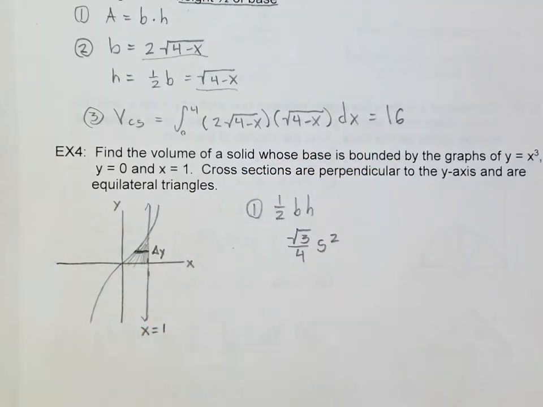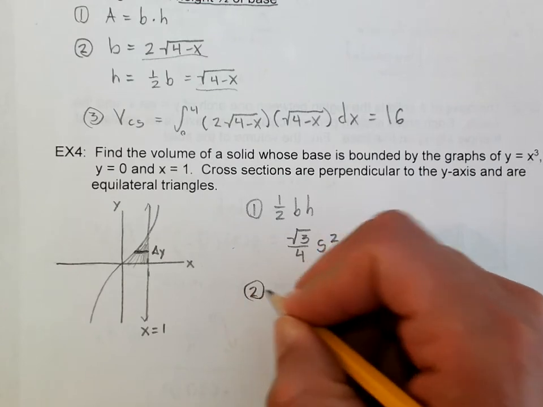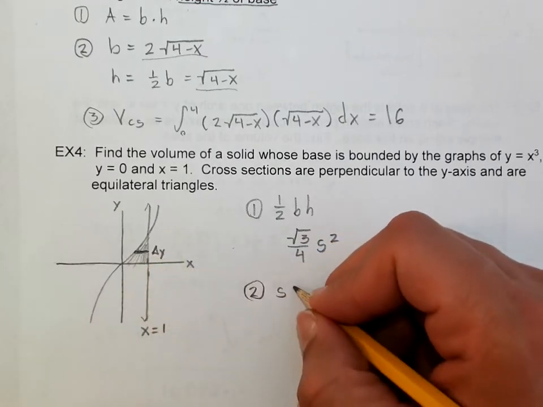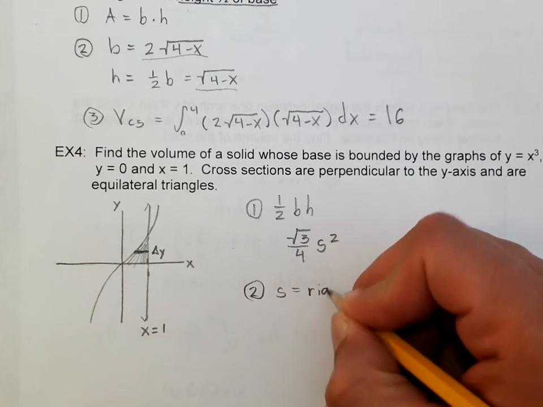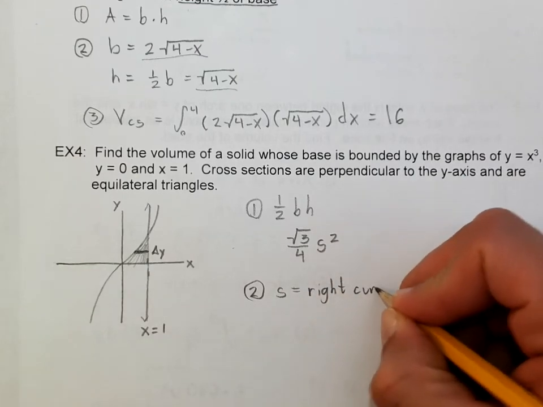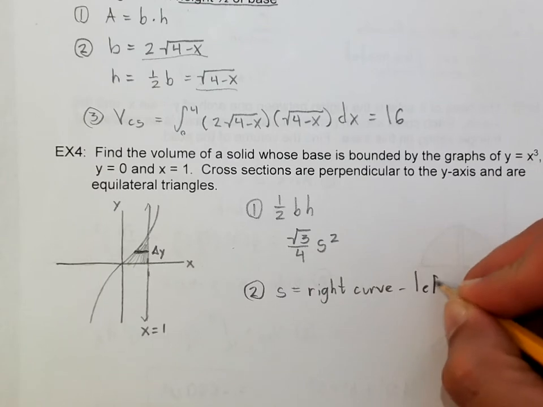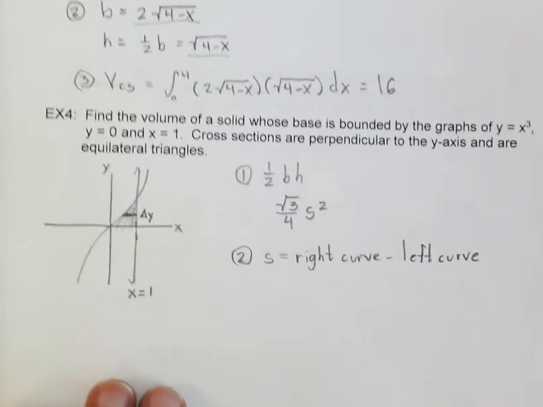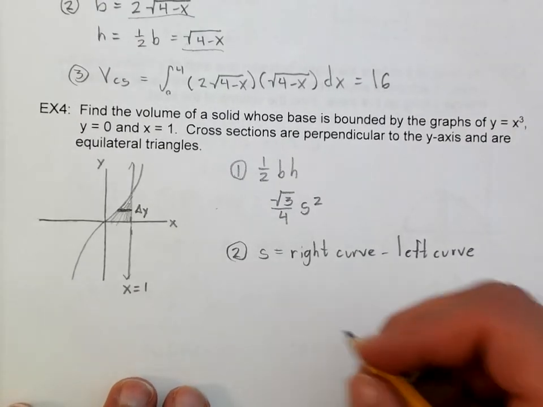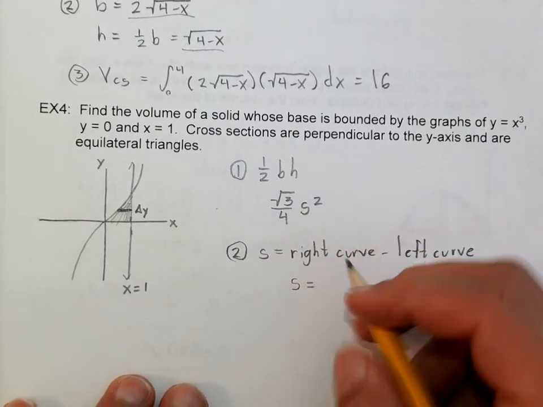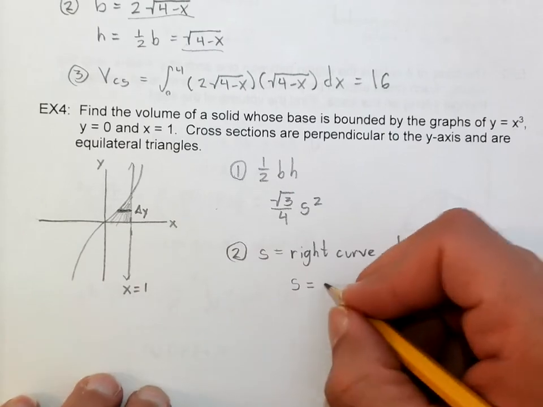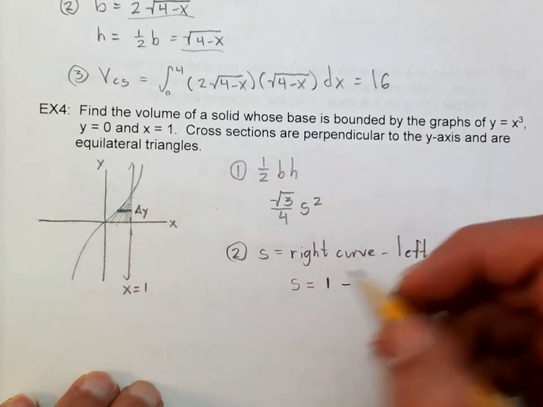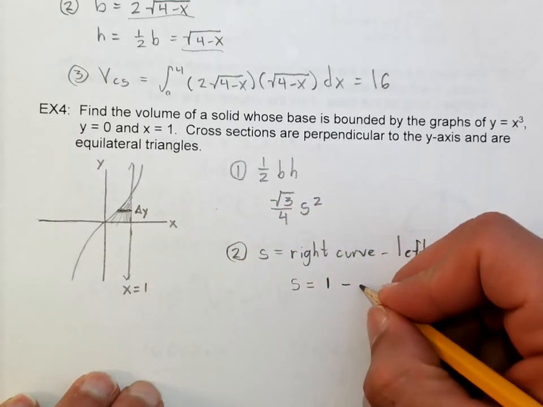On number 2, to find this side right here, the side is equal to the right curve minus the left curve. The bell's about to ring, so if you hear a lot of commotion, that's me trying to finish this video. So s is equal to the right curve, which is x equal to 1, and the left curve would be this curve right here, which is x cubed.